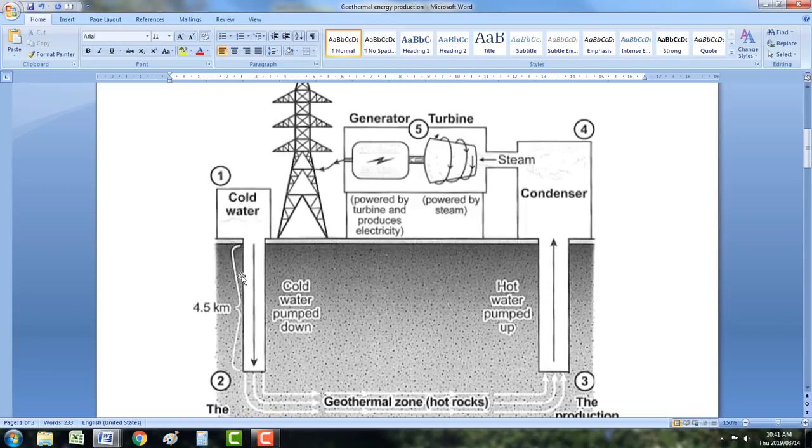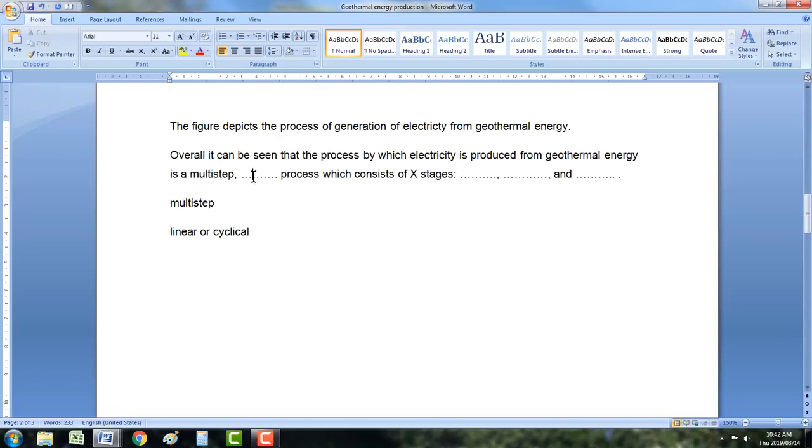The water here goes around, and they don't say anything about the water going back into that tank. So we just assume that the water goes out somewhere there. So it's not a cyclical process, it's a linear process. So that we're going to put over there. Right. It's a multi-step linear process which consists of, and we've got 5 stages.